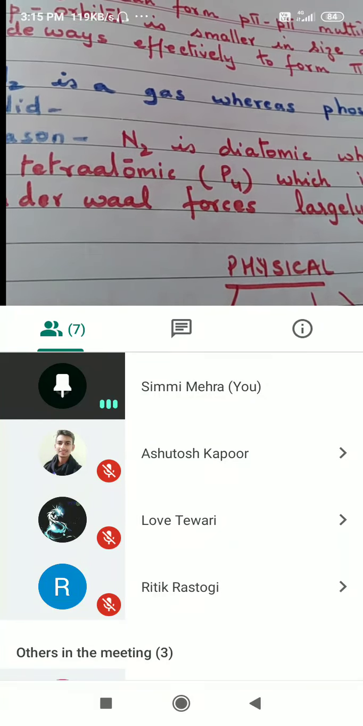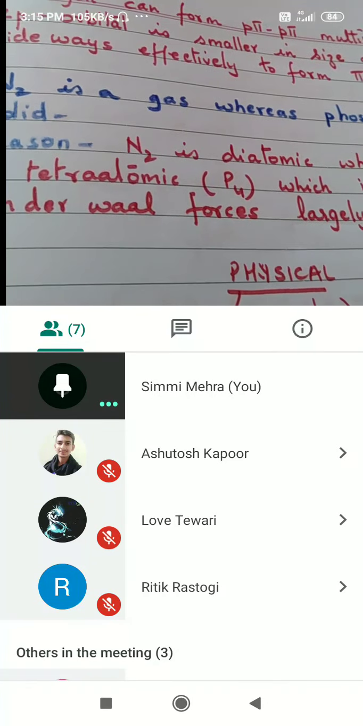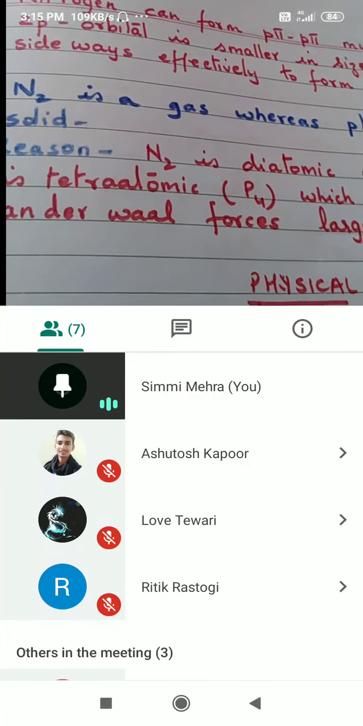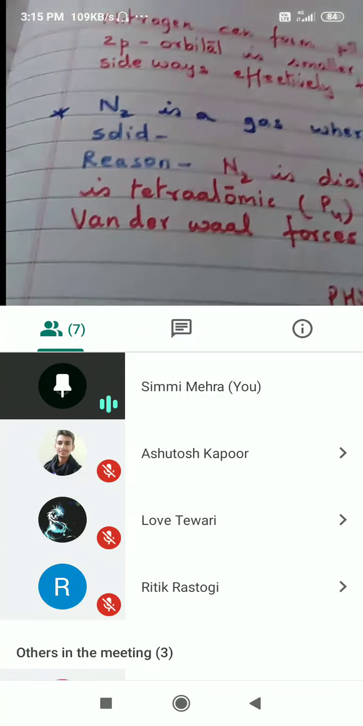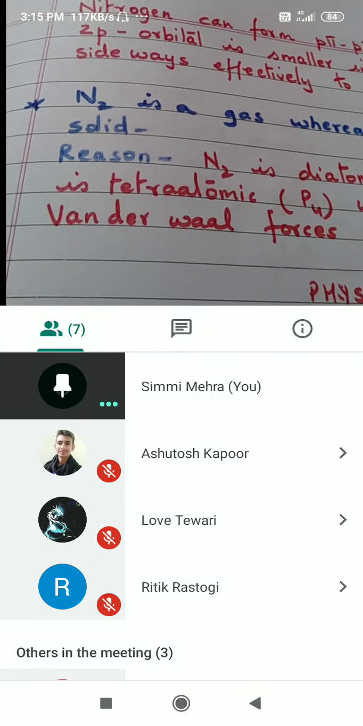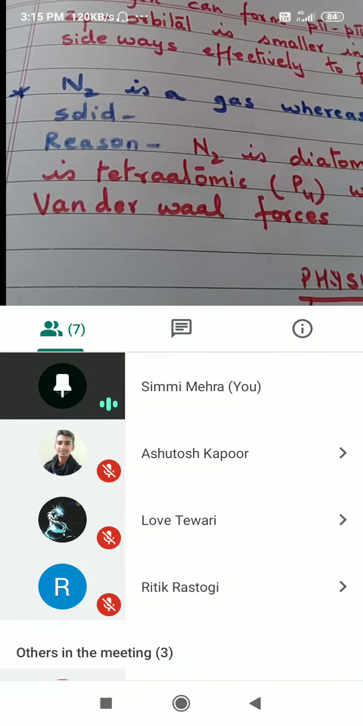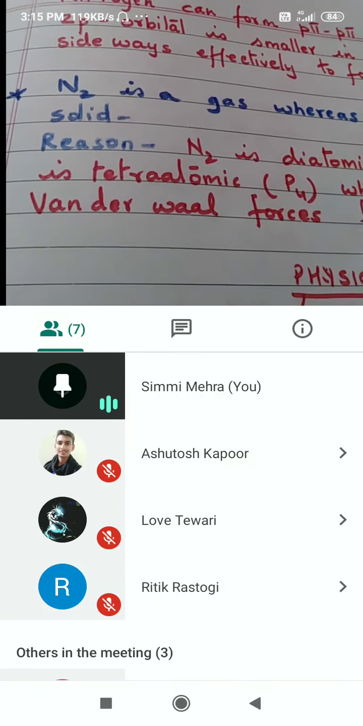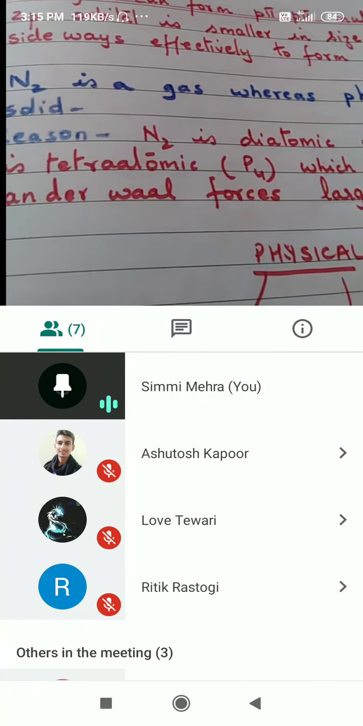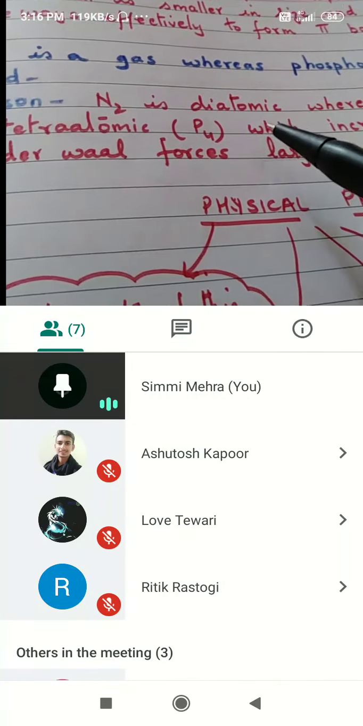Now, phosphorus onwards, the size of the atoms increases considerably. So what happens? Since size is increasing, van der Waals forces increase. When van der Waals forces increase, there is change of state. So due to large van der Waals forces, they exist in the form of solids. Van der Waals forces are absent in case of nitrogen. Nitrogen only forms p pi p pi bonding and exists as diatomic gas.